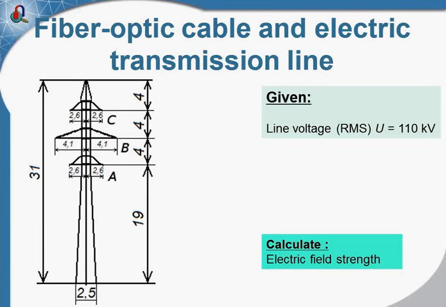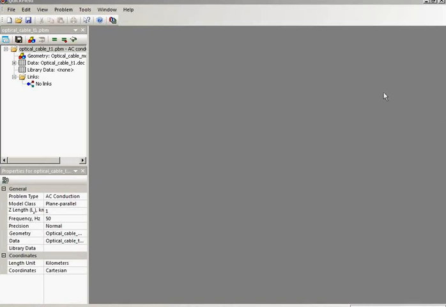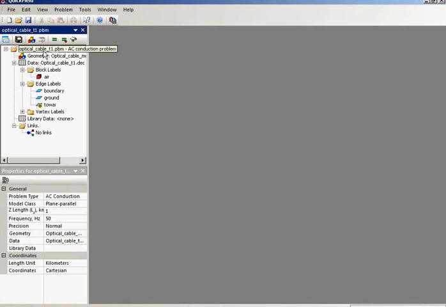So this is our task: to calculate the electromagnetic field produced by the transmission line and find the spot with the low electric field. So again, I will start QuickField. Let's take a look at the problem properties.